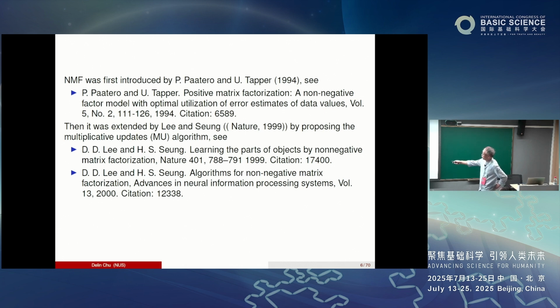As I mentioned before, non-negative matrix factorization was first introduced by these two engineers in this paper. Then it was extended in a Nature paper published in 1999. Also in this Nature paper, a very famous algorithm called the MU algorithm was developed. Now we can see these two papers have very high citation.